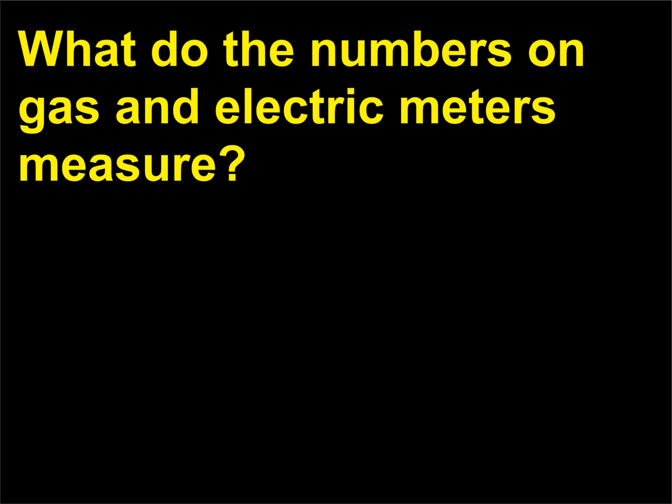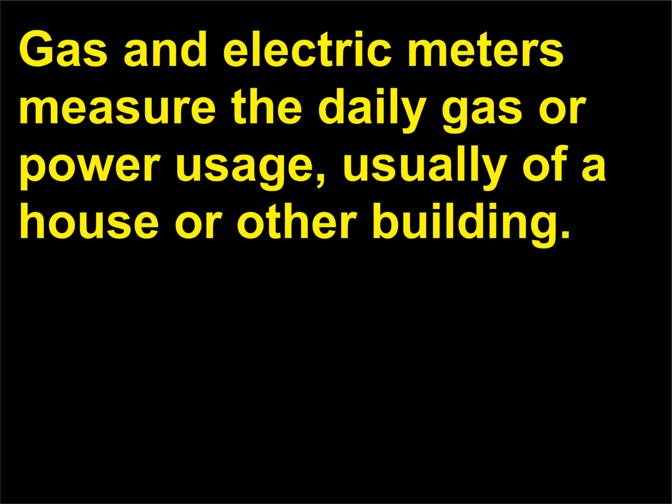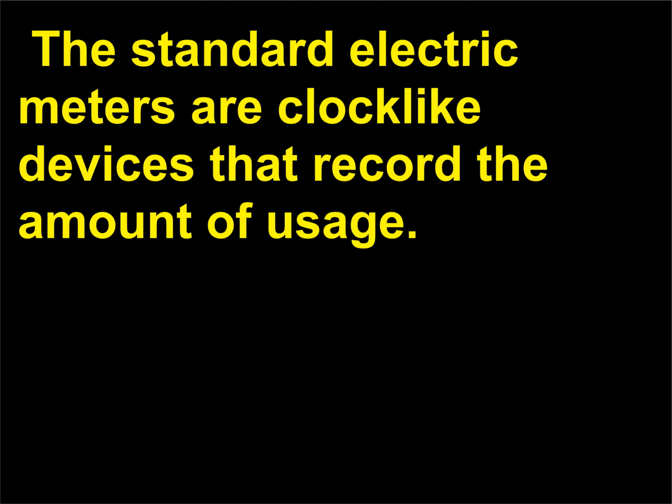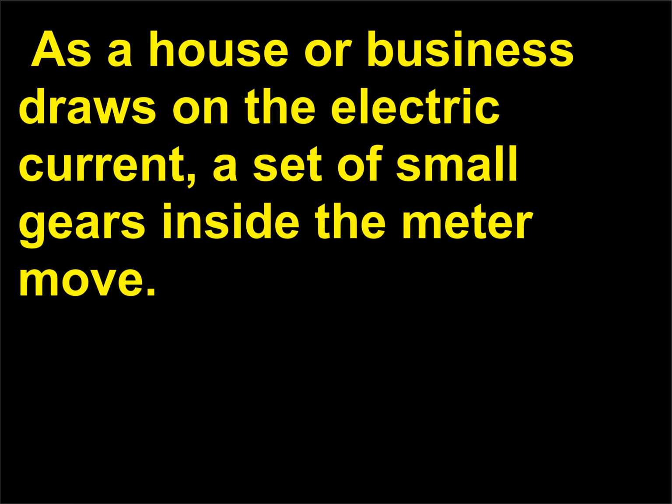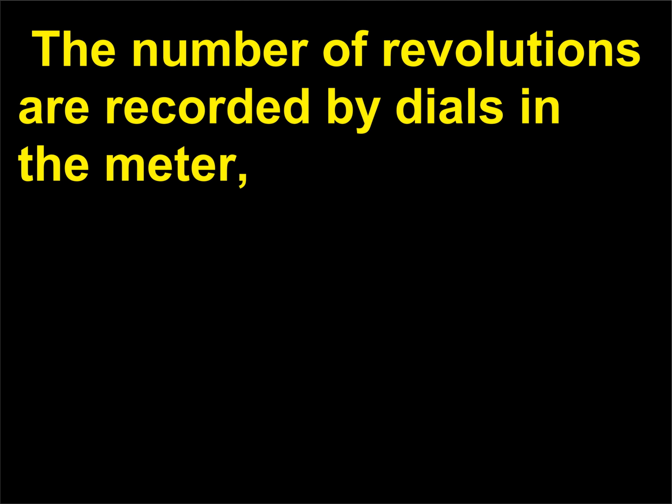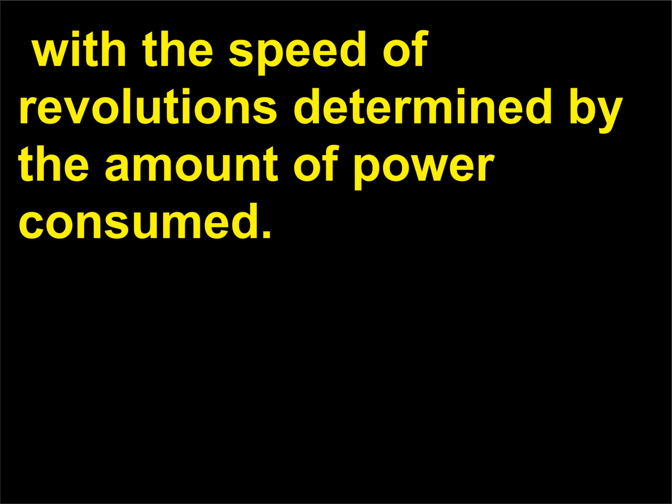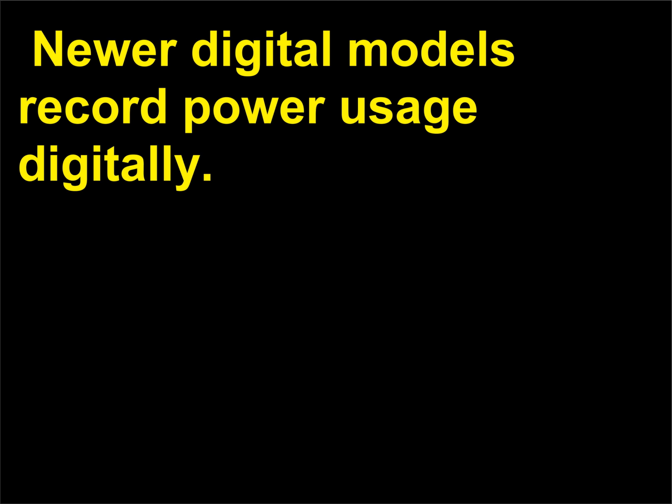What do the numbers on gas and electric meters measure? Gas and electric meters measure the daily gas or power usage, usually of a house or other building. The standard electric meters are clock-like devices that record the amount of usage. As a house or business draws on the electric current, a set of small gears inside the meter move. The number of revolutions are recorded by dials in the meter, with the speed of revolutions determined by the amount of power consumed. Newer digital models record power usage digitally.